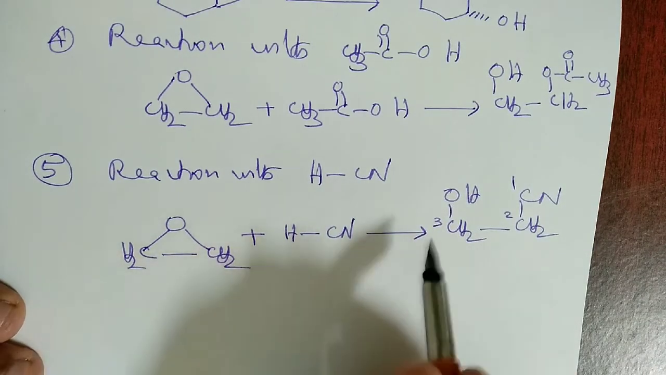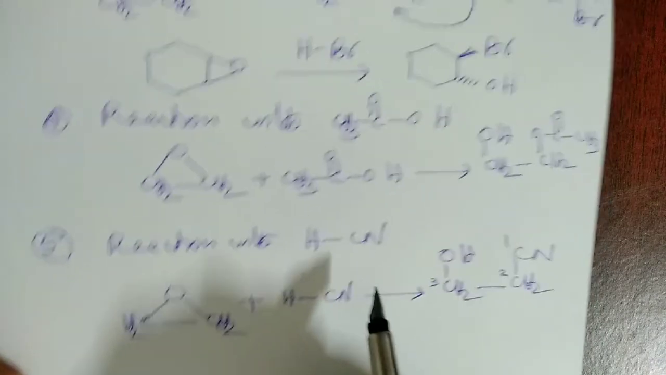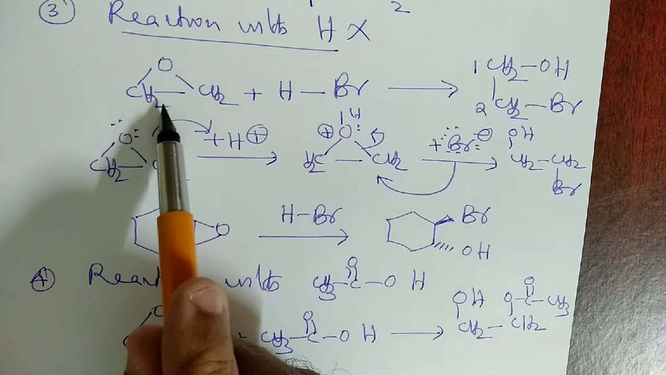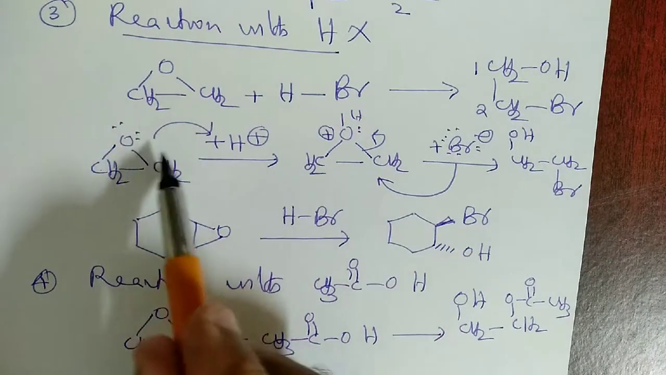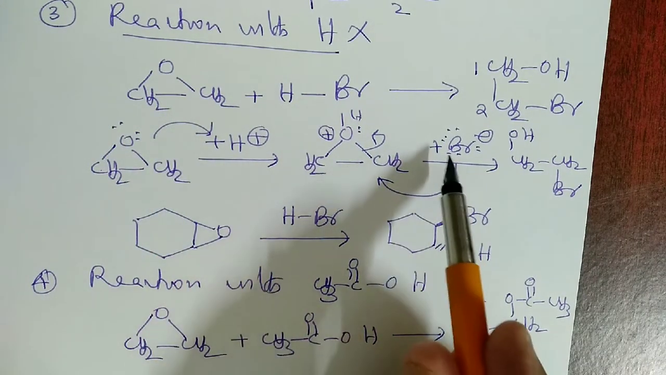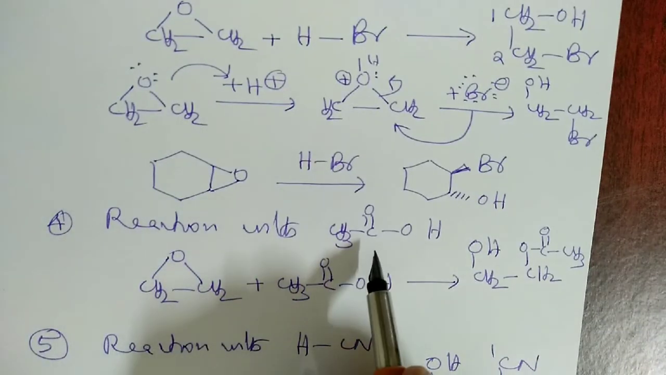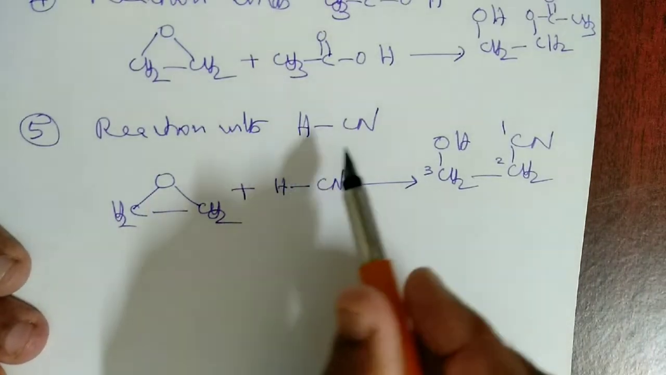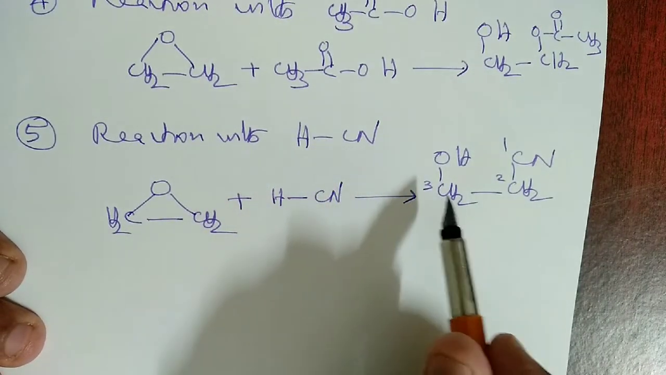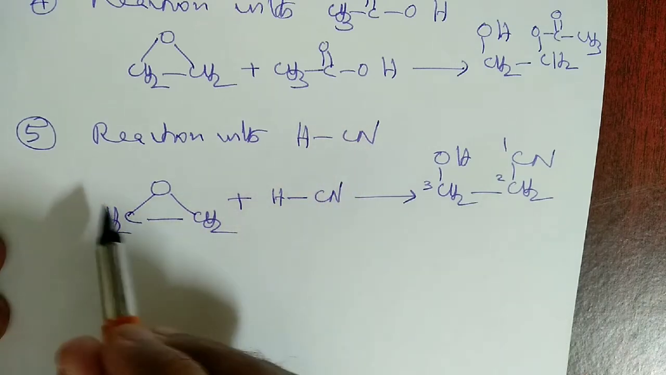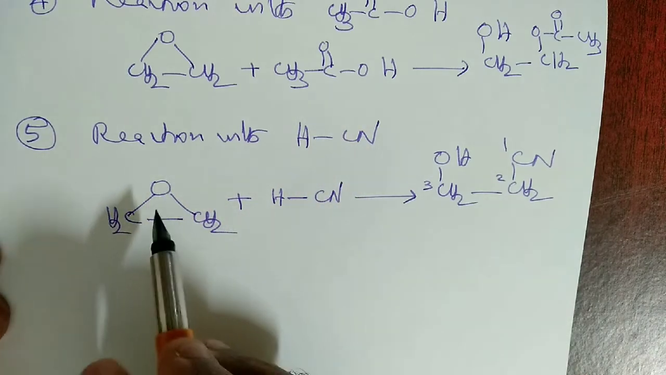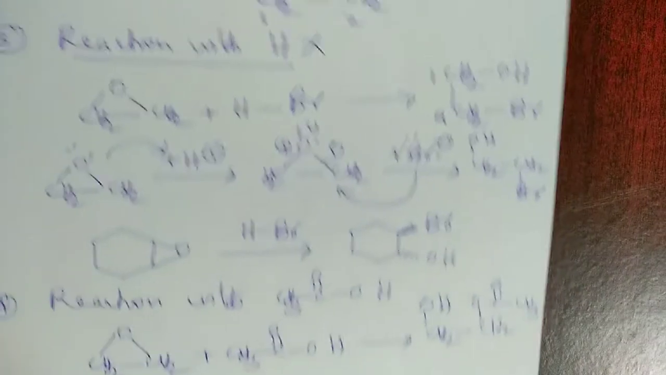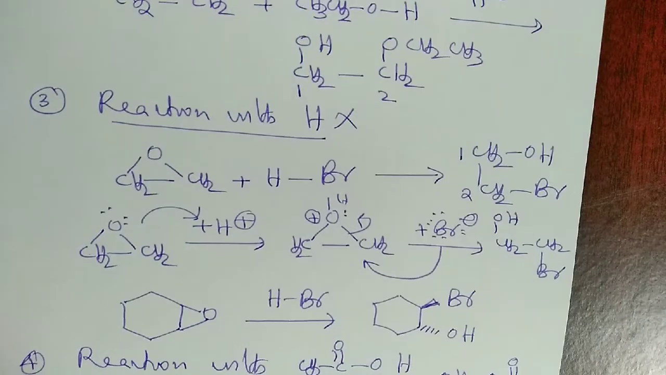3-hydroxypropanenitrile. Mechanism of these reactions are similar to the mechanism of addition of HBr with ethylene epoxide. First step protonation, second step addition of nucleophile. In the case of acetic acid, acetate anion will be the nucleophile, and in the case of HCN, cyanide ion will be the nucleophile. So these are examples for addition reactions involving ring opening. These are all catalyzed by acids.